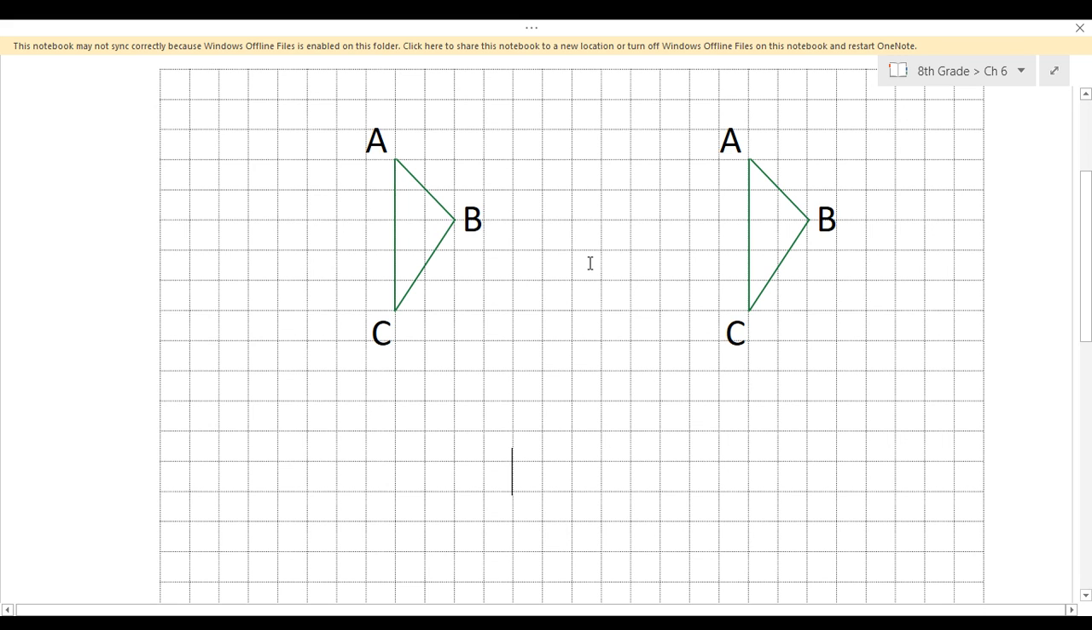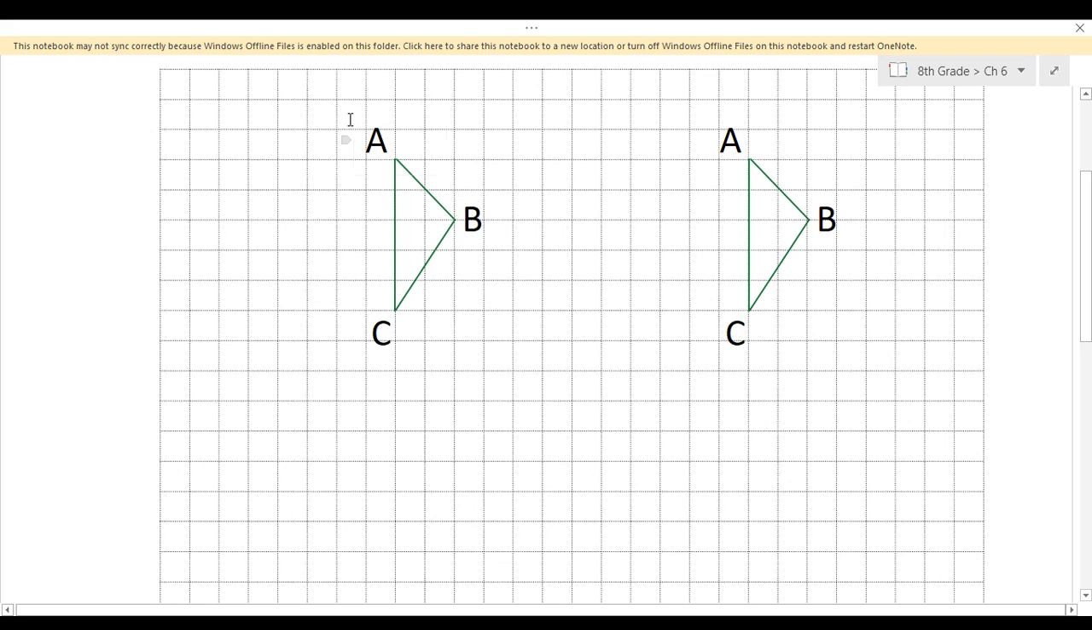Quick review on dilations, because similarity has to do with dilations. You have to have a dilation to get a similar shape when we're using transformations to make new shapes. All right, so we have the identical shapes. These are congruent. We would use a translation to slide A and B and C all over there. But that's not what we're focusing on. We're focusing on just taking this shape, triangle ABC, and we're going to dilate it.